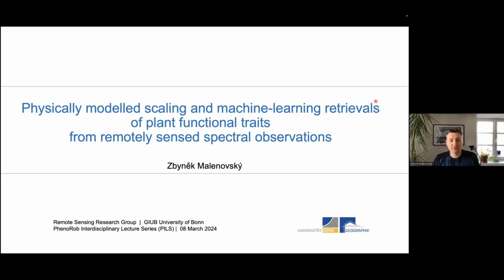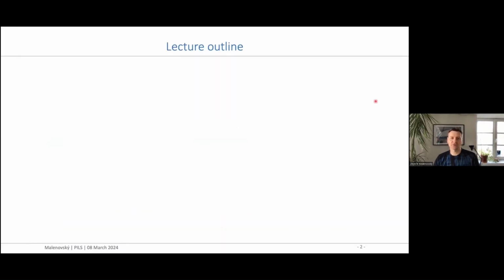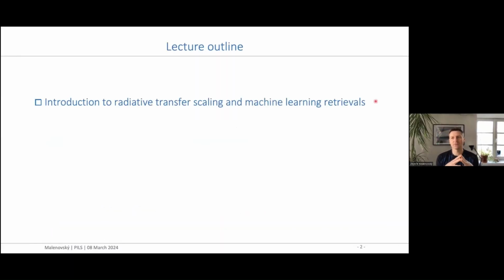I'll start my talk today with a short introduction in two domains where I'm active scientifically. The first is radiative transfer modeling and how we use it for scaling. And the second part will be a combination with machine learning for the purpose of plant functional traits retrieval from optical data. And I will really focus on spectral images of high spatial resolution.